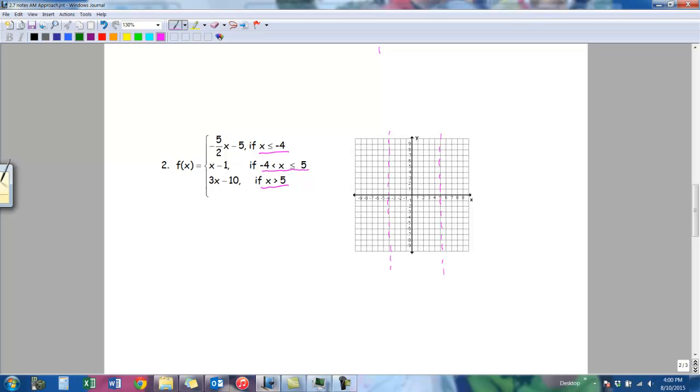So for this first line, our x-coordinate is going to be -4. Plug in -4 here: -5/2 times -4, negative times negative is positive. That's going to be 10 minus 5 is 5. Now plot that point. Is it going to be open or closed? It's going to be closed.